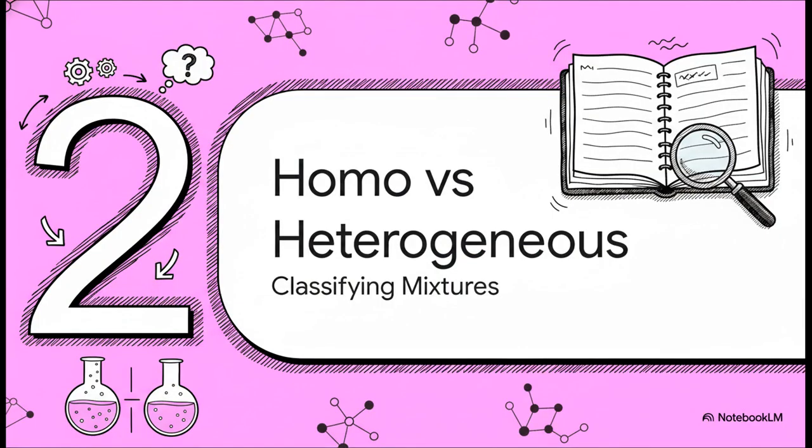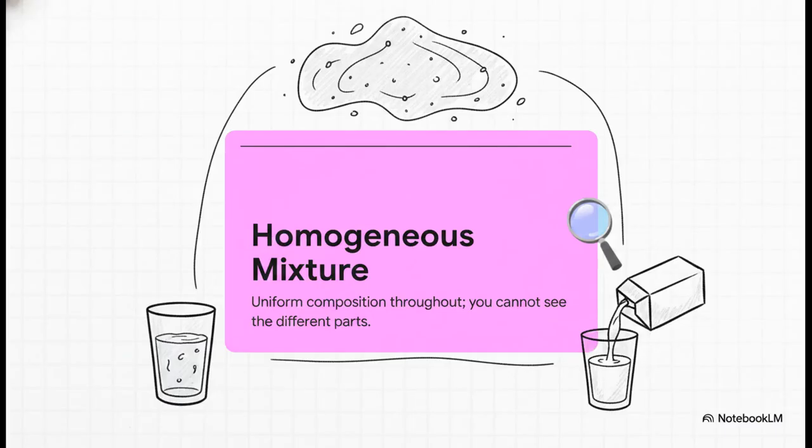Moving right along to Section 2. Homogeneous versus heterogeneous. Grab your pens because you'll want to write these core definitions down. Let's start with the what. A homogeneous mixture is a mixture that is uniform in composition throughout. Now, the absolute biggest clue here is that you cannot see the different parts. It looks like one single continuous substance.